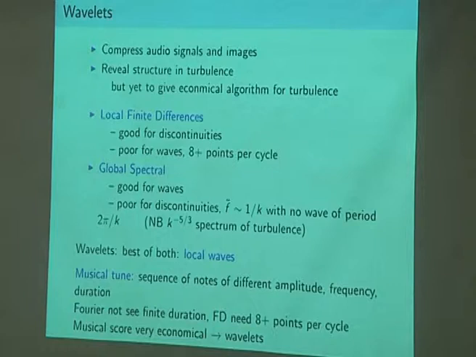The Fourier analysis of that is bad because it doesn't see the finite duration of each frequency. The finite differences means you've got to represent at least 8 points, and the typical note is probably a few hundred oscillations of that frequency. So the musical score is very economical. You just say there's this list of sequencing times of notes of different lengths, of different amplitudes, of different frequencies. And the wavelets are rather like that.